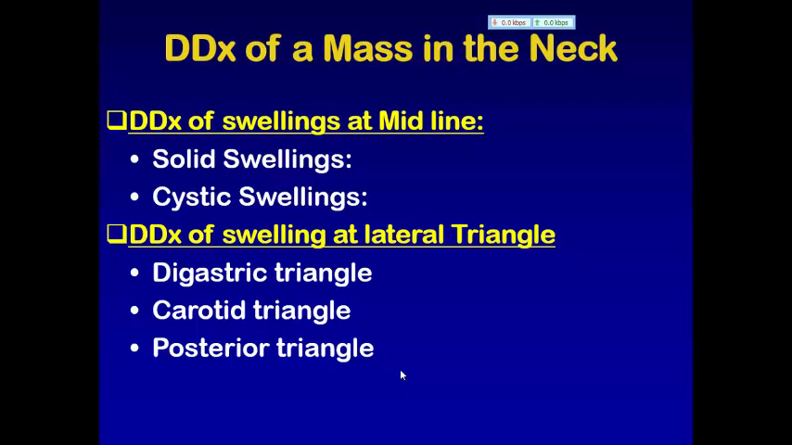In addition to what we already mentioned about the different types of swelling, there are different swellings from the skin and subcutaneous tissue in every triangle, and you should keep this in your mind, like lipoma and sebaceous cyst. All these could be, and other types of swelling could occur here in these triangles.